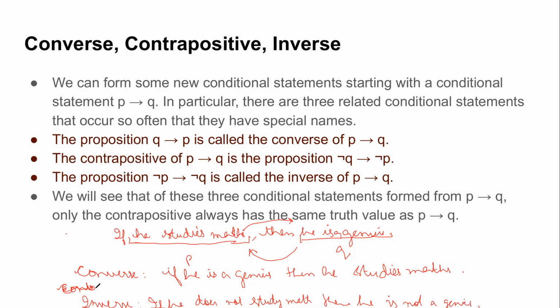Okay, and what about the contrapositive? Remember, now you need to do both operations: flip them as well as take the negation. Excellent, Rishita, Dhananjay. If he's not a genius, okay, so first I flip it and I also negate it. If he's not a genius, then he doesn't study maths.